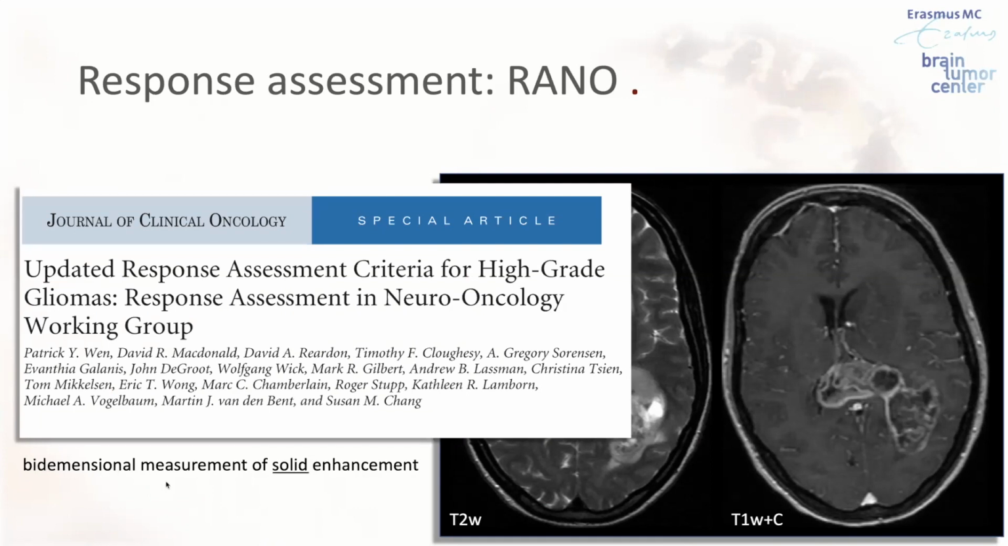And these basically indicate that you have to do, sorry, there's a typo here, a bidimensional measurement of the solid enhancement. Well, how are we going to measure this tumor? Well, most people would probably assume that it needs to be the enhancing portion. But if you think, well, solid enhancement, then maybe only this portion needs to be measured. So you can imagine that this is not a very clear distinction, and that there's a lot of variability between raters.